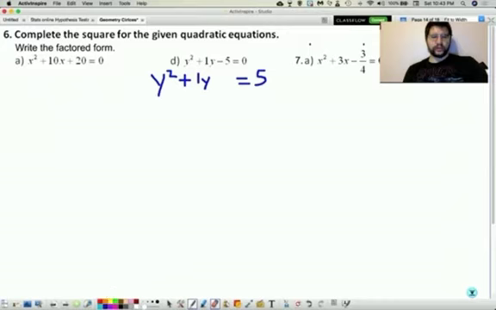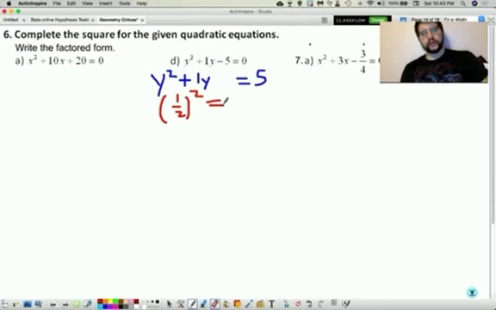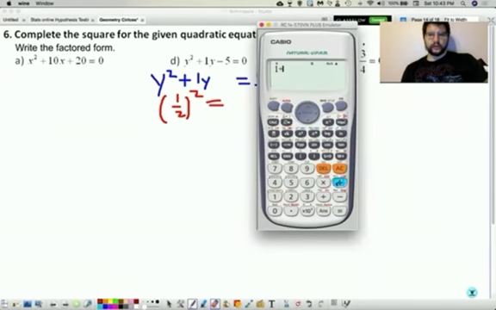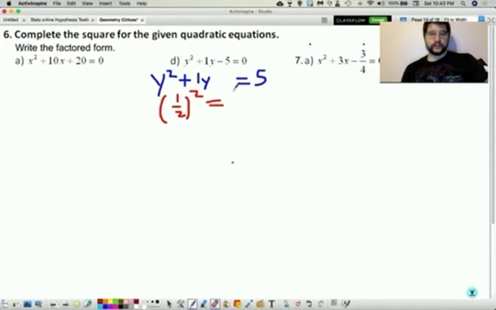I'm going to get my b over 2 now. b is 1, so 1 over 2. Okay, that's a fraction already. It's not going to simplify, so 1 over 2 squared is 1/4. 1 divided by 2 squared is 1/4. You can write it as 1/4, or you can write it as 0.25. Entirely up to you. I like fractions, I'm going to write it as 1/4.